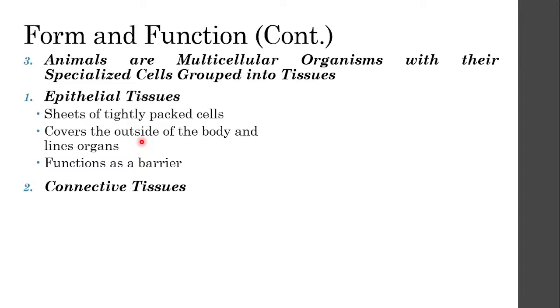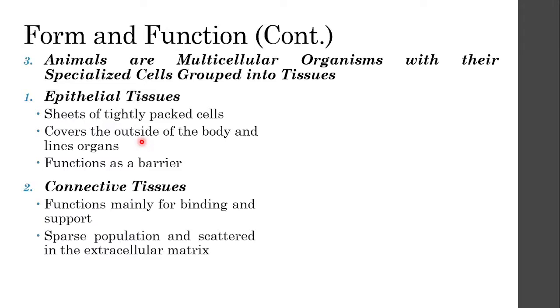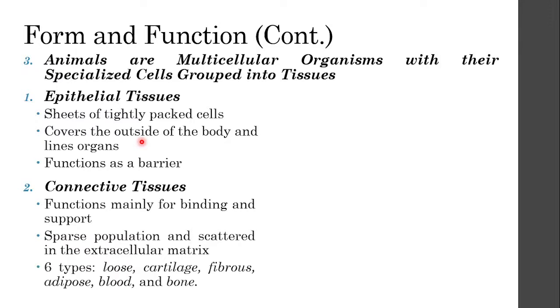The second tissue that we have is connective tissue. Its main function, from the name itself, is binding and support. These tissues are necessary because they connect a lot of the other tissues to other tissues, or tissues to organs, or even bones to organs, etc. They are very sparse in population. There are not a lot of them, and they're scattered throughout the extracellular matrix. And there are six types: loose, cartilage, fibrous, adipose, blood, and bone are all types of connective tissues.